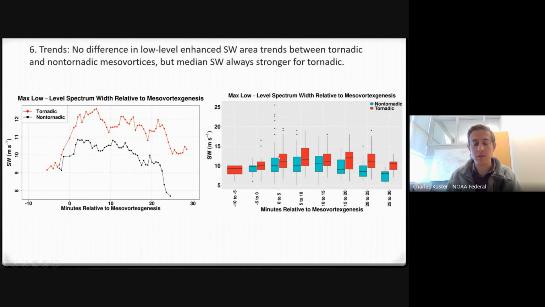I also wanted to show the trends for the low-level area of enhanced spectrum width. Once again, you can see overall that the spectrum width is higher for the tornadic mesovortices than the non-tornadic mesovortices. That can be seen in this line plot as well as in these box plots. But similar to the mid-level KDP cores, there's not really a difference in the trends between tornadic and non-tornadic. They tend to behave in similar ways.